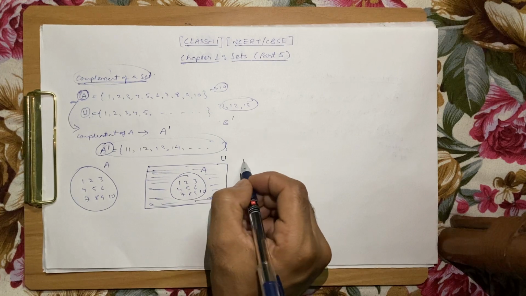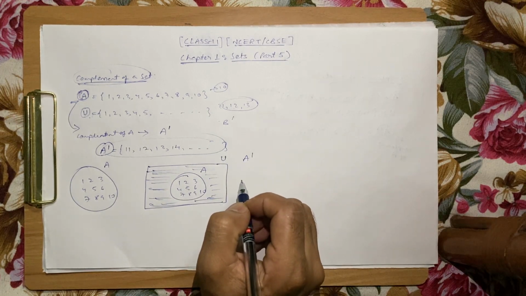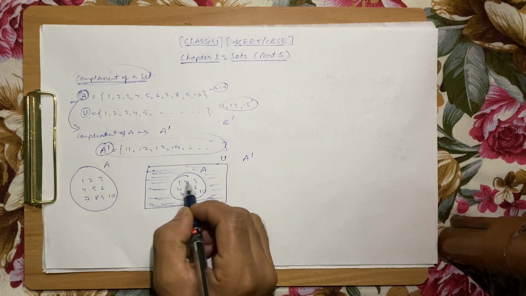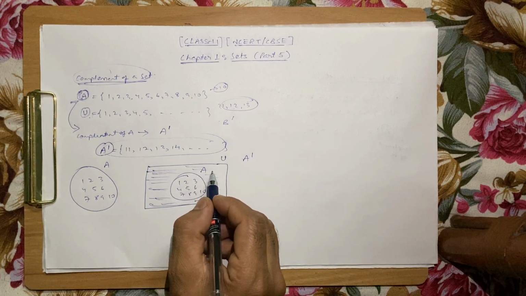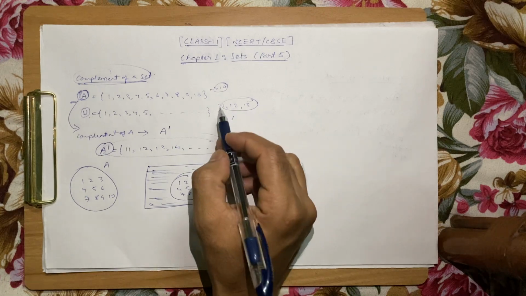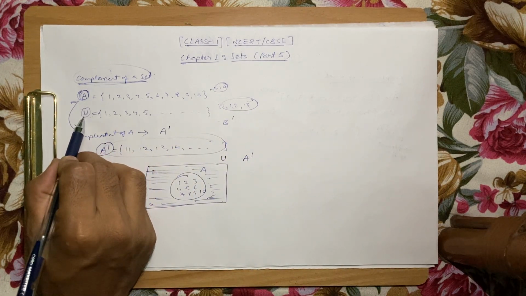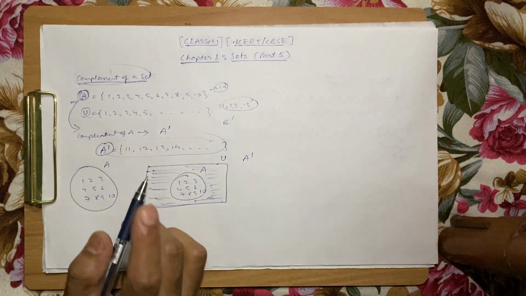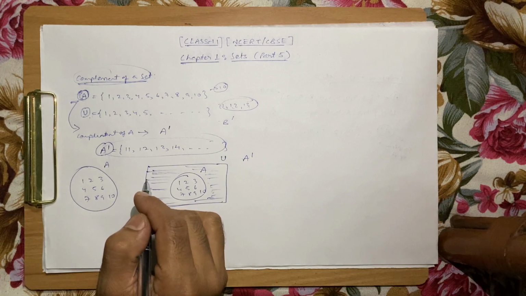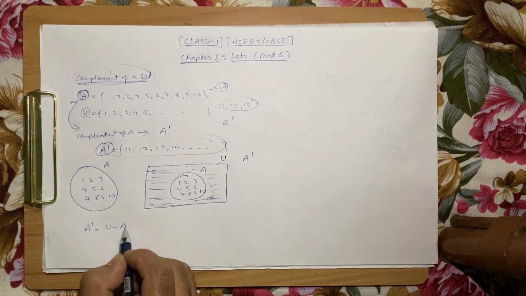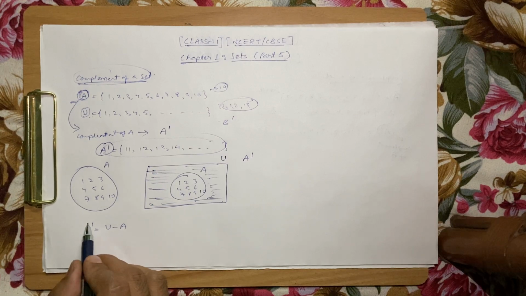A dash, or the complement of A, will have all the elements that A does not have, and it purely belongs to the universal set, right? Here 11, 12, 13 purely belong to what? To the universal set, right? And in terms of difference of sets, how can we write the complement? A dash is equal to what? U minus A.